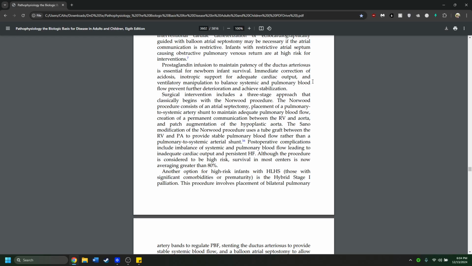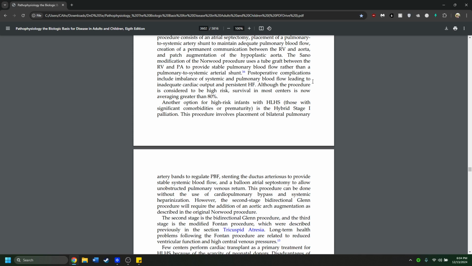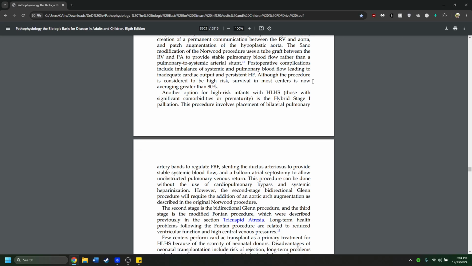Postoperative complications include imbalances of systemic and pulmonary blood flow, leading to inadequate cardiac output and persistent heart failure. Although the procedure is considered to be high risk, survival in most centers is now averaging greater than 80%. Another option for high-risk infants with HLHS, those with significant comorbidities and prematurity, is the hybrid stage 1 palliation.